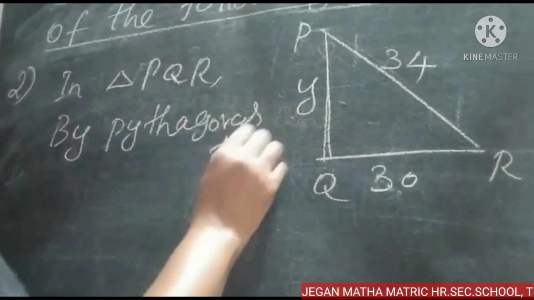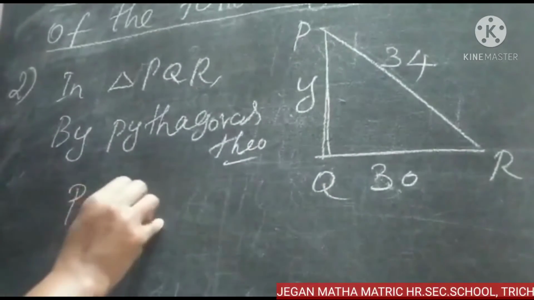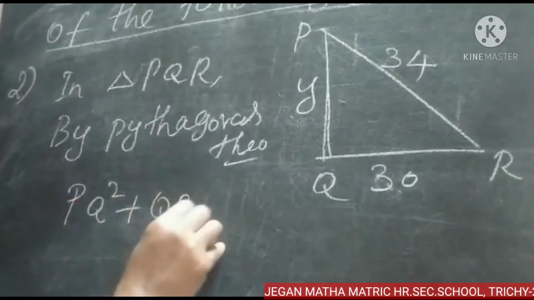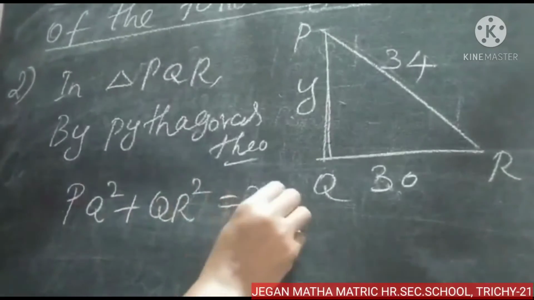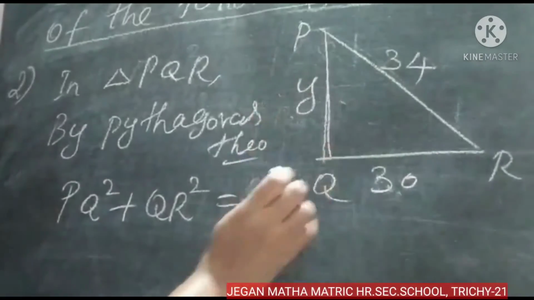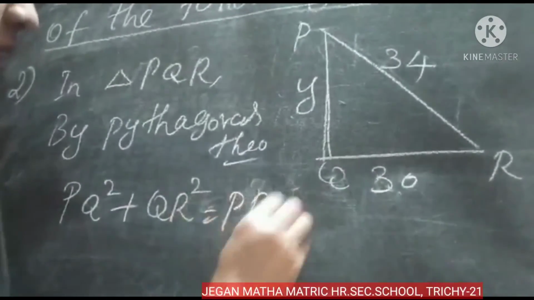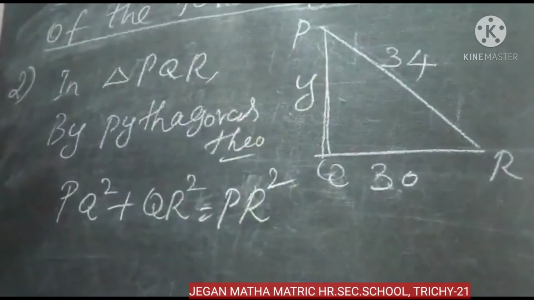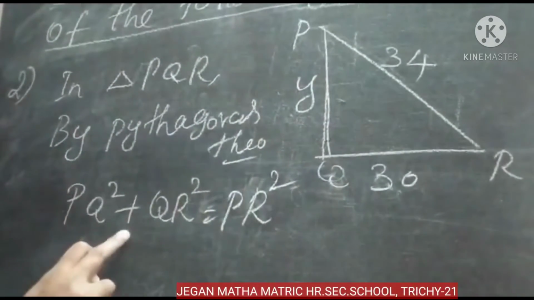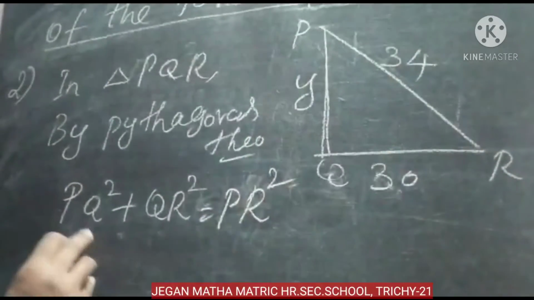By Pythagoras theorem, you have to write this one. PQ square plus QR square equal to 34 square, that is PR square. You have to write PR square first, then only you have to apply. So PQ square plus QR square equal to PR square. That is the Pythagoras theorem.